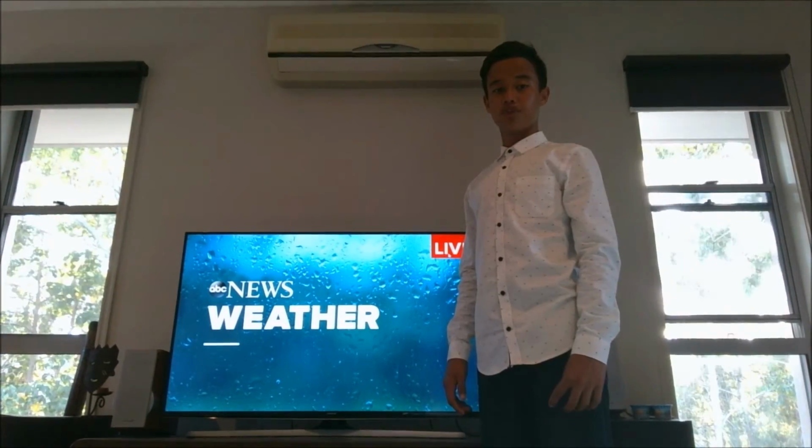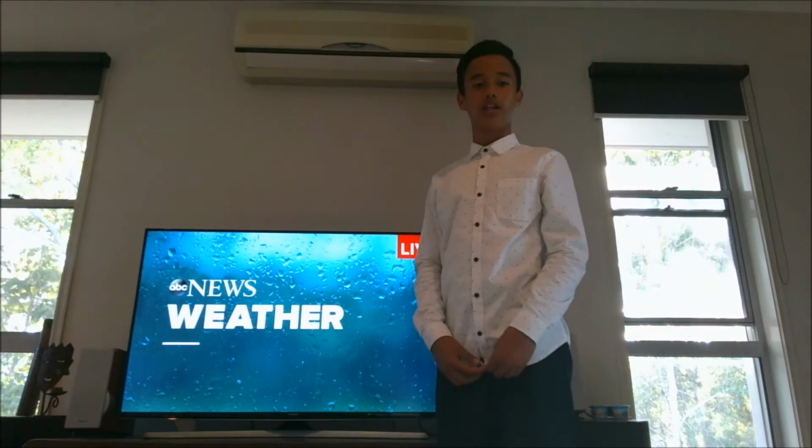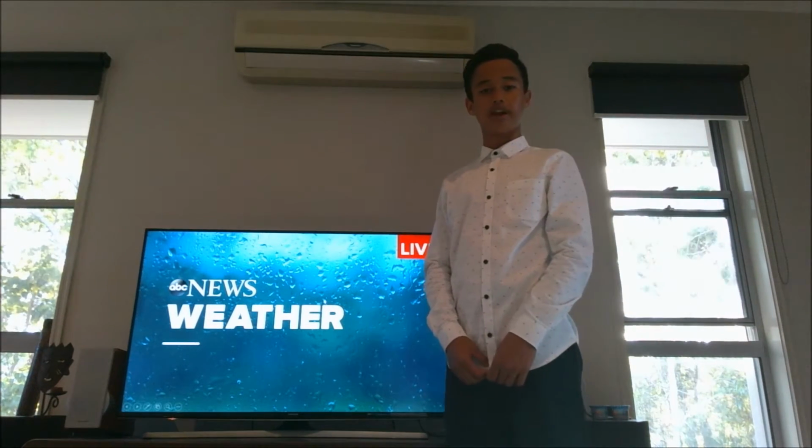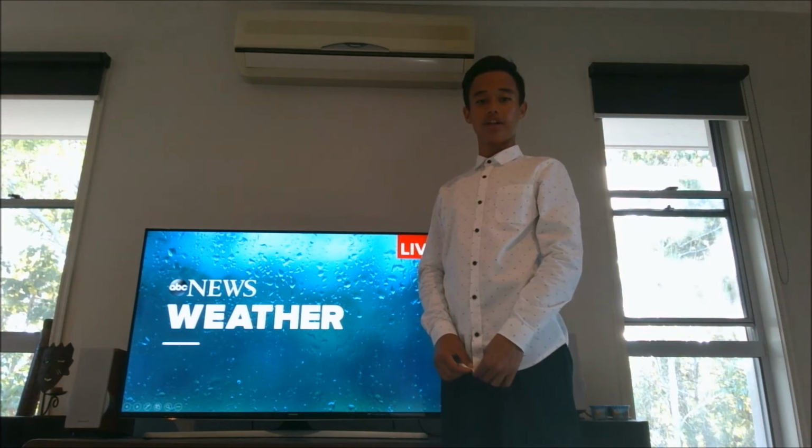The forecast for tomorrow: in Hobart, the weather will be just the same and probably some rain. In Melbourne, the weather will be cold and wind will be strong. In Adelaide, the weather will be just the same as Melbourne, strong wind and cold weather.